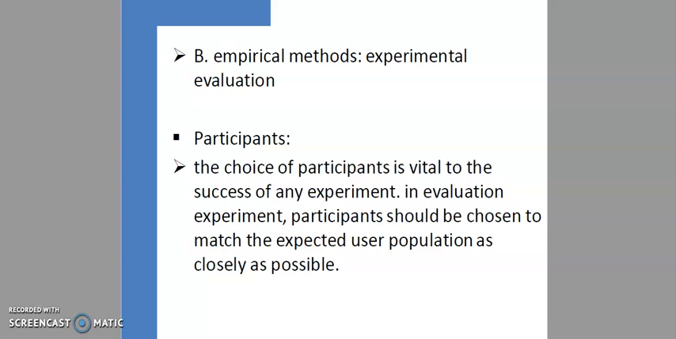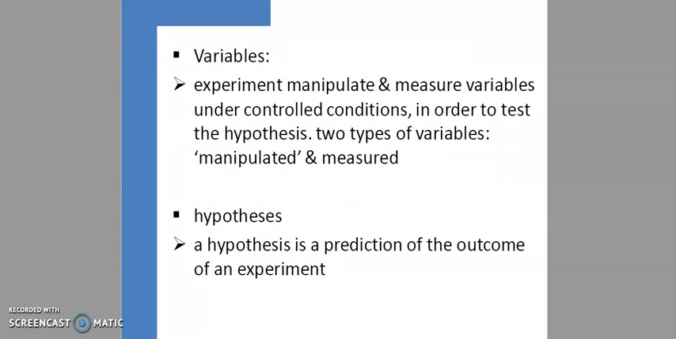Participant. The choice of participant is vital to the success of an experiment. In evaluation experiment, participants should be chosen to match the expected user population as closely as possible. Variable method is experimenter manipulate and measure variables under controlled conditions in order to test the hypothesis. Two types of variables, manipulated and measured.